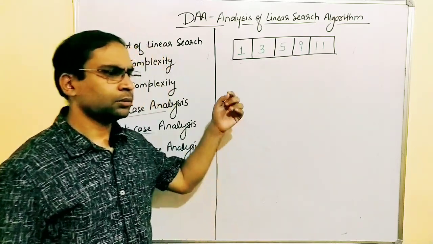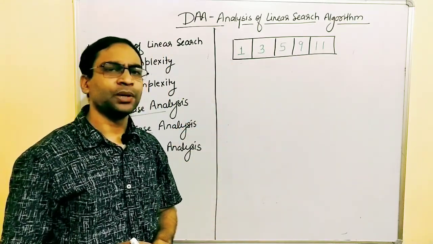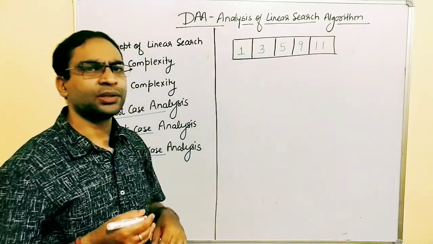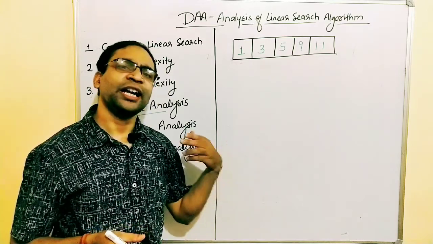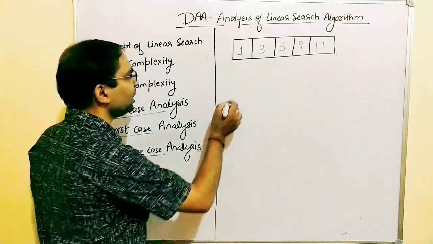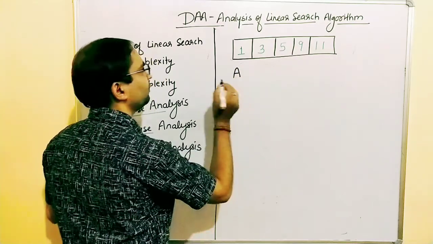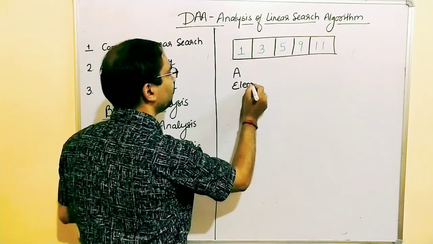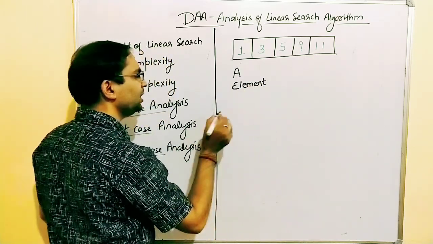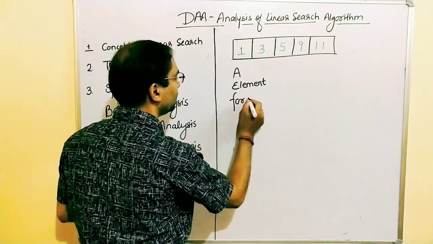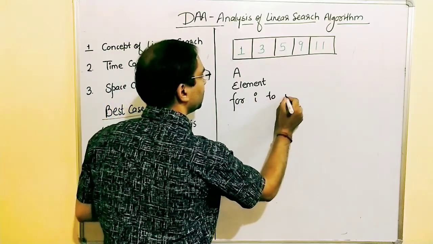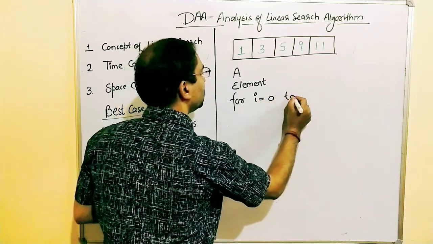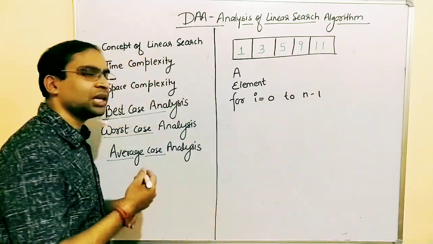Let's write a very simple algorithm for this purpose and see how it works. I'm writing just the algorithm in steps, or this can be coded in any programming language. Let's say we have the array A, and we would like to search for an element, which is stored in a variable called element. We need to run the loop for i from 0 to n minus 1. That's how we compare.